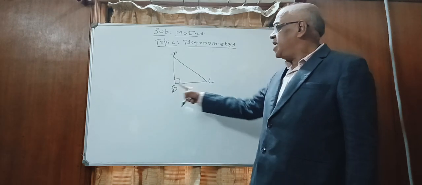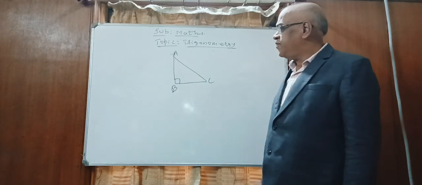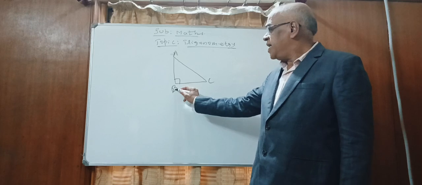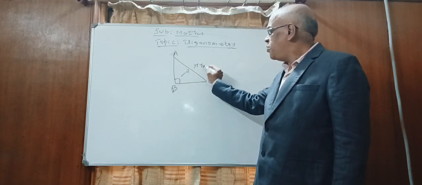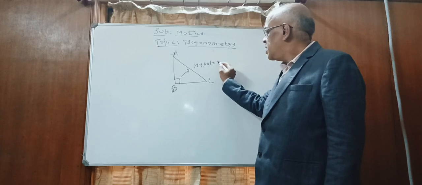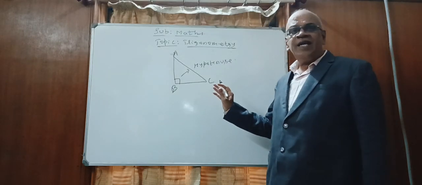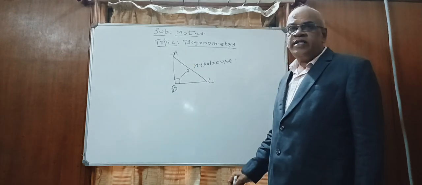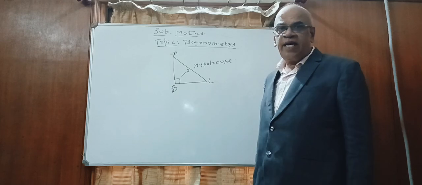Now, in triangle ABC, what type of triangle it is, you should not ask henceforth. It is a right angle triangle, right angle at B. The side opposite to the right angle is what? Hypotenuse. The triangle has three sides. Which is the hypotenuse? AC, the longest side. The side opposite to the right angle is the hypotenuse.